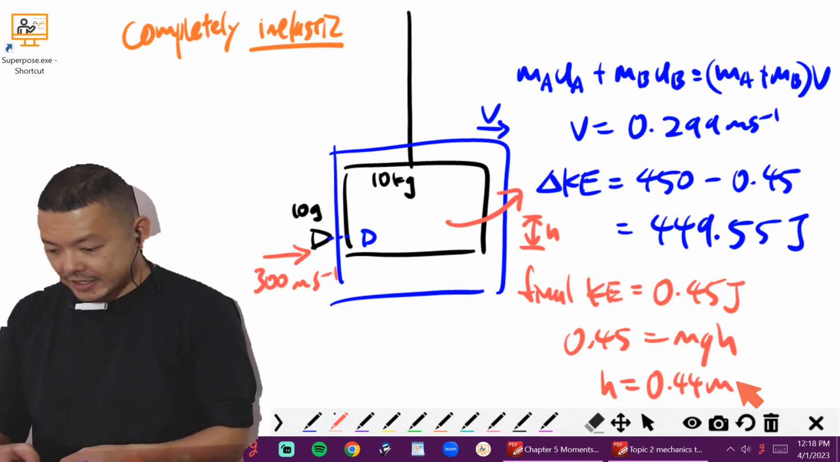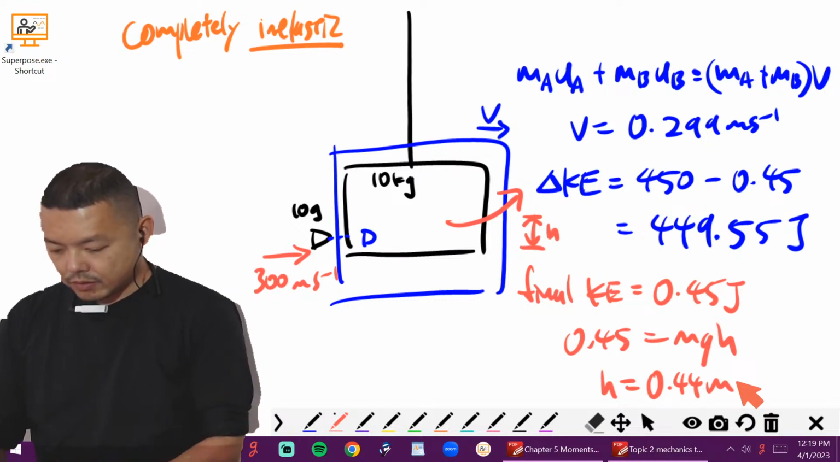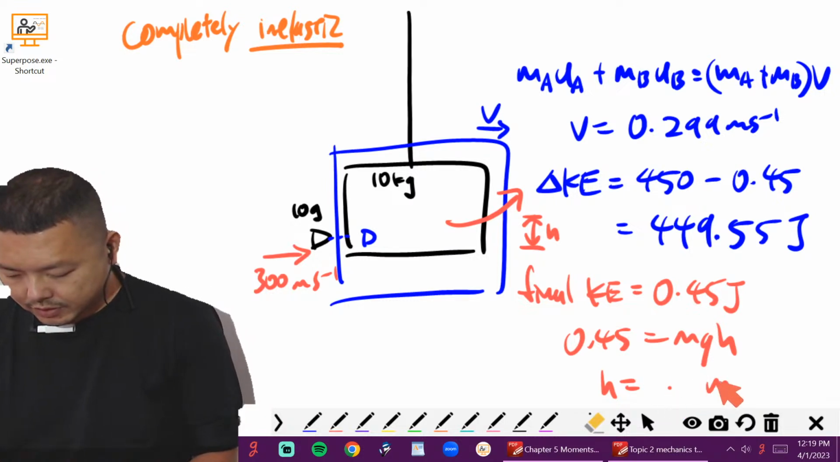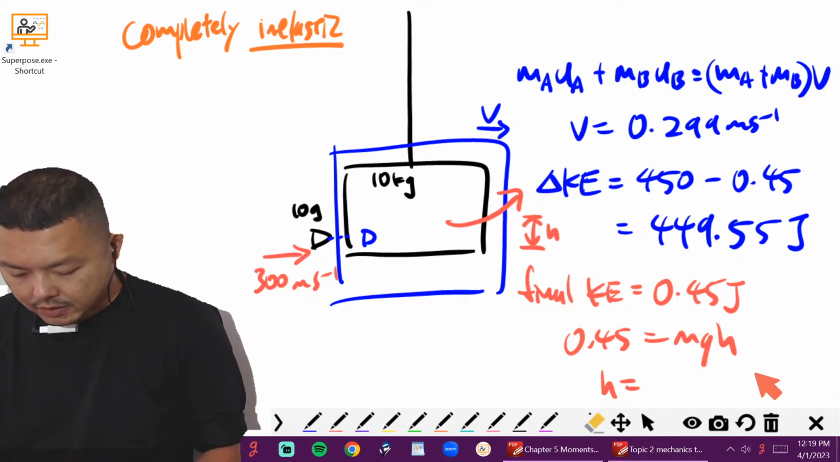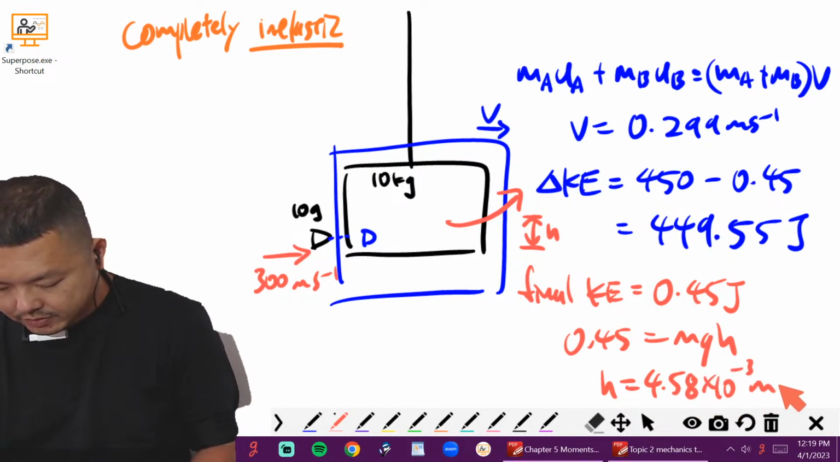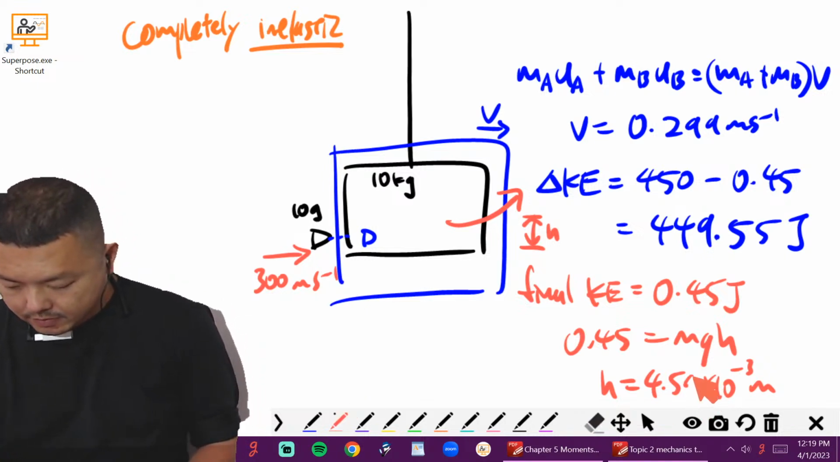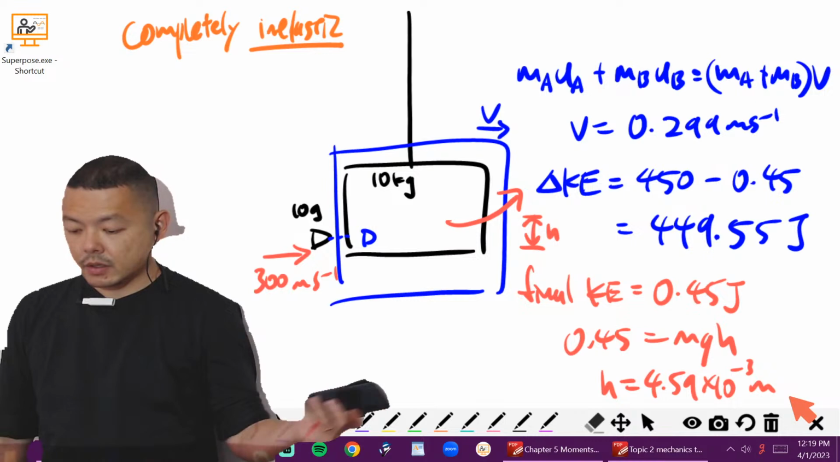I hope I didn't get this wrong. 0.45 divided by 10 kg times 9.1. Yeah, no, I made a mistake. So it's 4.58 times 10 to the power minus 3 meters. Right, 4.59 times 10 to the power minus 3 meters. Right, you all got that?